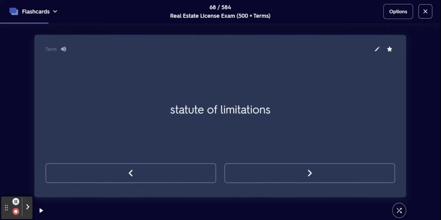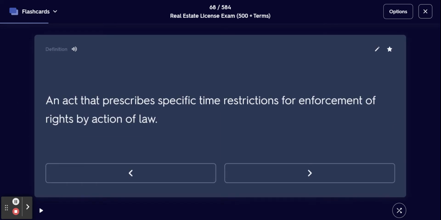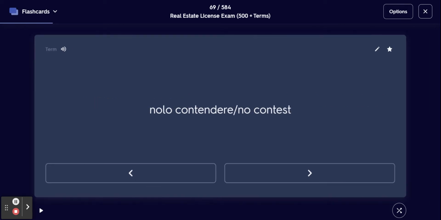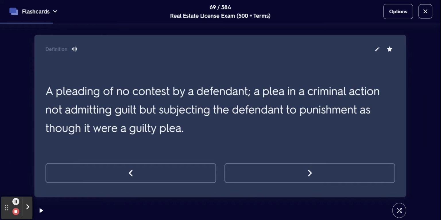Statute of limitations. An act that prescribes specific time restrictions for enforcement of rights by action of law. Nolo contendere, no contest. A pleading of no contest by a defendant, a plea in a criminal action not admitting guilt but subjecting the defendant to punishment as though it were a guilty plea.